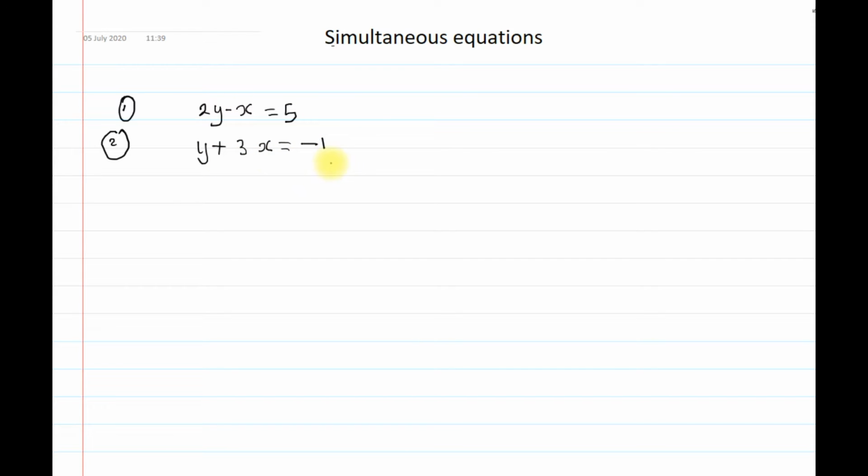Now, first I will solve this algebraically. If we notice that if I multiply equation 1 by 3, then the coefficients of x in both equations would be the same value but of opposite signs. So then we can add the two equations and we can eliminate x between the two. So if I multiply equation 1 by 3, I will get 6y minus 3x is equal to 15. And I write the second equation as is.